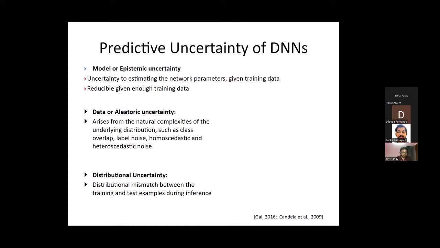In terms of predictive uncertainty of DNNs, there can be three types of uncertainty. One is model uncertainty, when we cannot effectively determine the model parameters. However, this kind of uncertainty is reducible given enough data. We cannot identify the network parameters, but if we have a very large amount of data, we can reduce that uncertainty to almost zero.